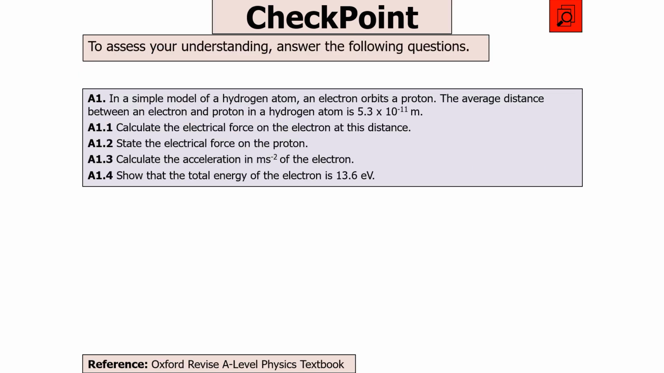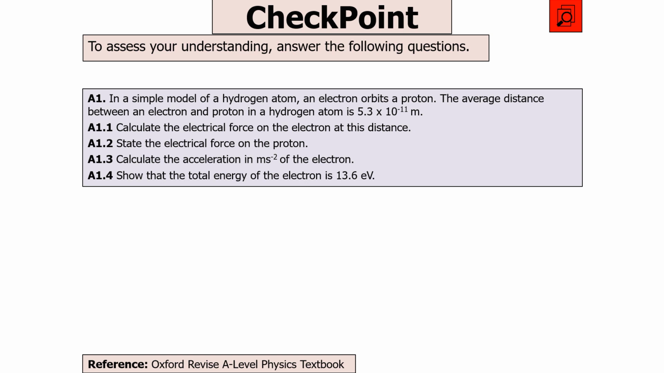The next question says, in a simple model of a hydrogen atom, an electron orbits a proton. The average distance between an electron and a proton in a hydrogen atom is 5.3 times 10 to the minus 11 meters. Firstly, calculate the electrical force on the electron at this distance. Secondly, state the electrical force on the proton.